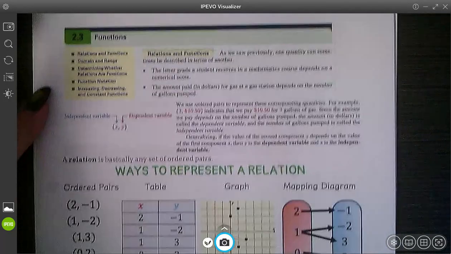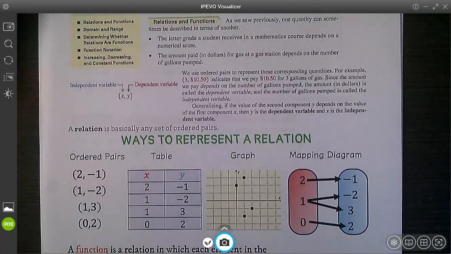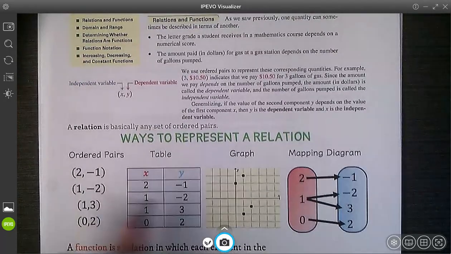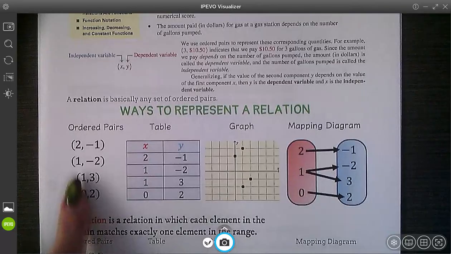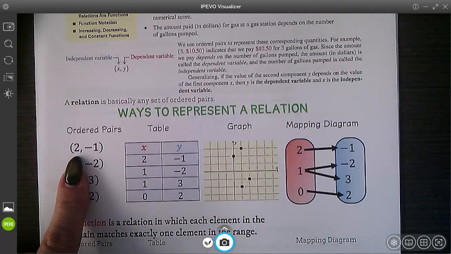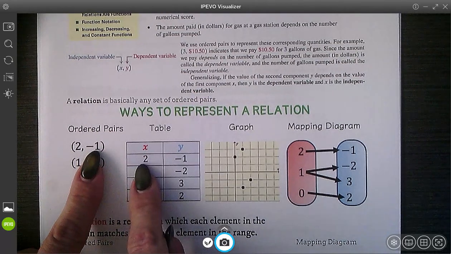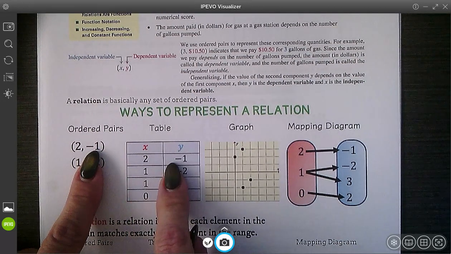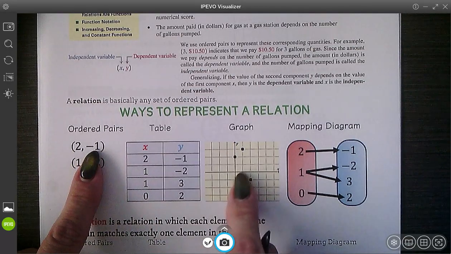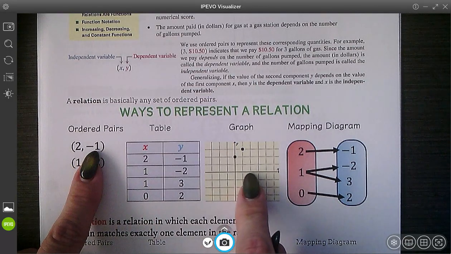A relation is basically any set of ordered pairs. So we're going to look at 4 different ways to represent a relation. One is with ordered pairs, like 2, -1. Another is with a table, where we could put 2 in the x column, -1 in the y column. Another is with a graph, where we could go to 2 on the x-coordinate, -1 on the y-coordinate.